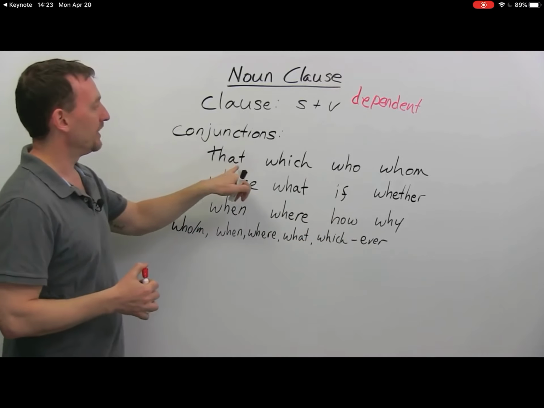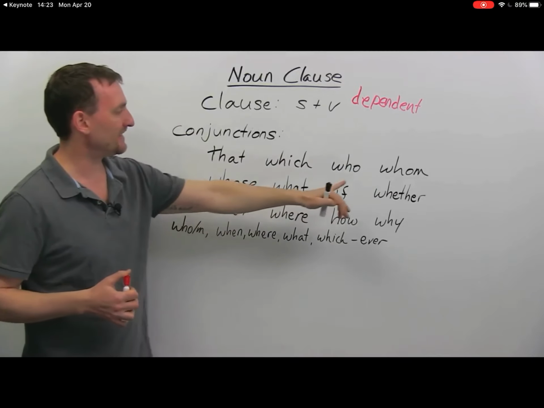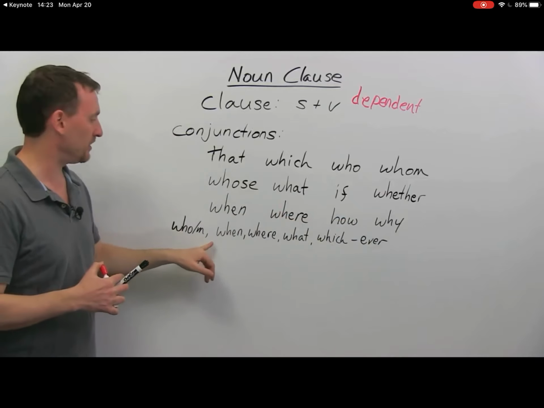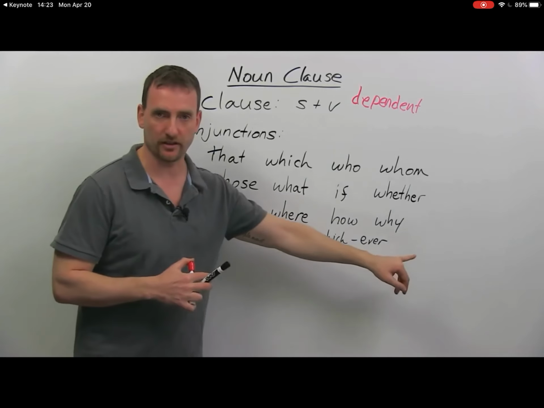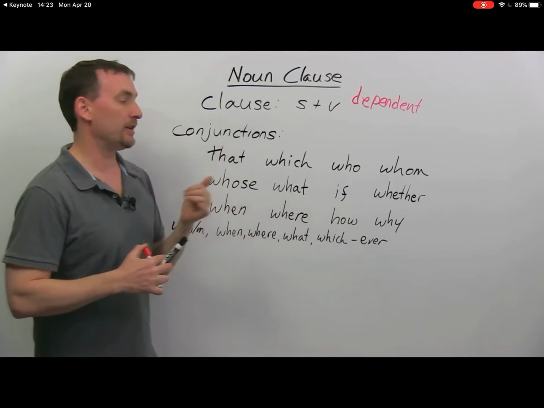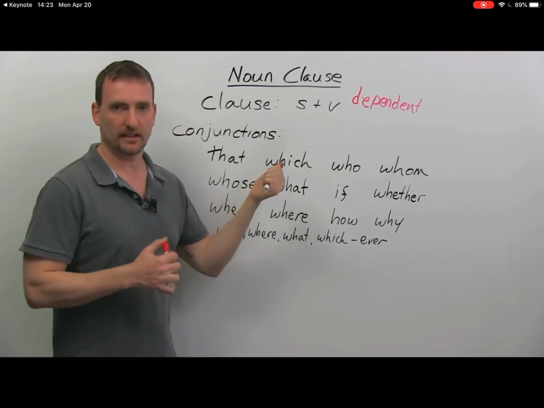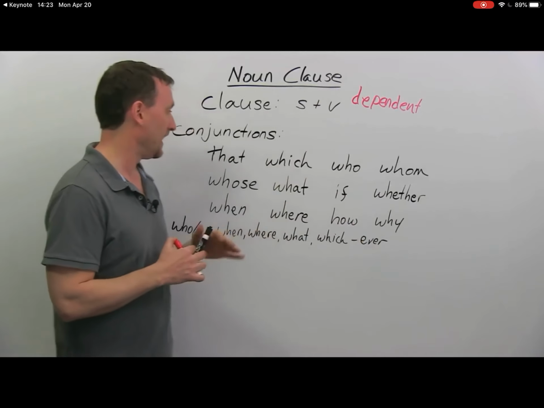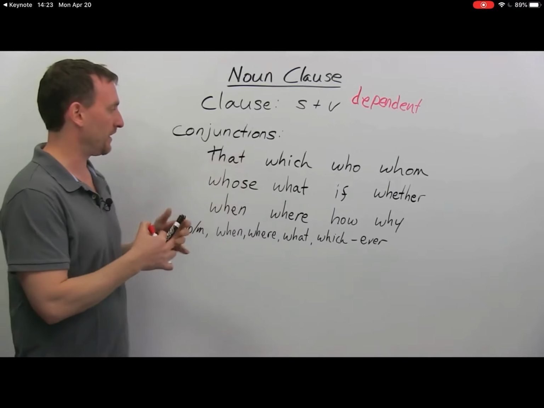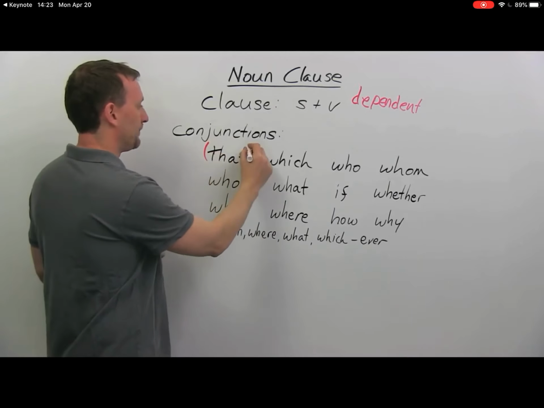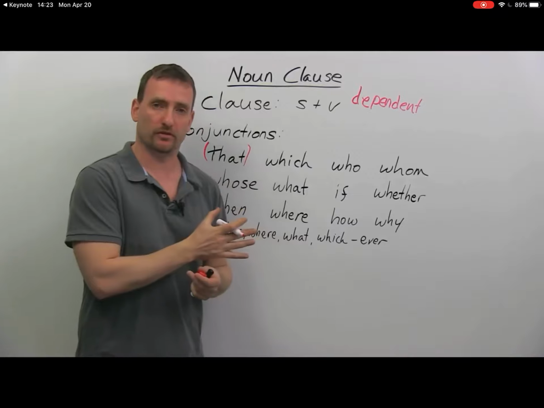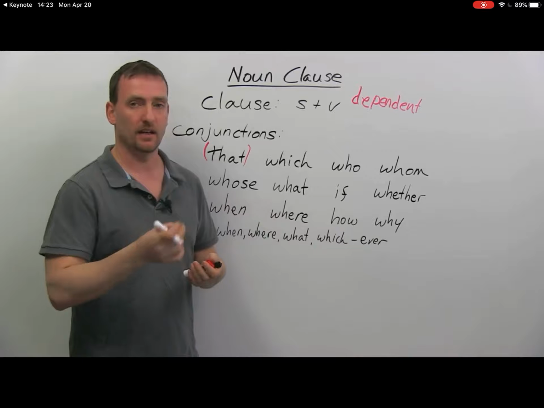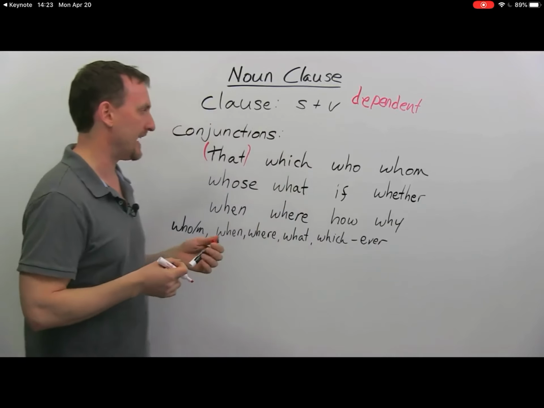So these are the ones you need to know: that, which, who, whom, whose, what, if, whether, when, where, how, why, and then whoever, whomever, whenever, wherever, whatever, whichever. These can all be conjunctions. Now, you have to be careful with a few of them. Some of these can also be conjunctions to adjective clauses, which will be a different video lesson entirely. And you also have to remember that the word "that" in particular is quite often removed. It means it's understood to be there, it's implied, but we don't actually have to write it or say it when we're using the noun clause. And again, we're going to look at examples of that.